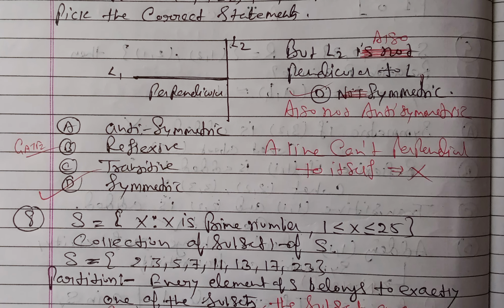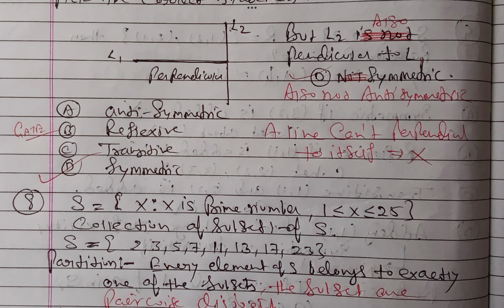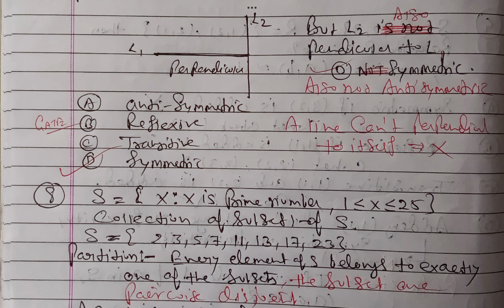And also we have written that a line cannot be perpendicular to itself. This question was asked multiple times, also in GATE. This is not reflexive. Why? Because no line is perpendicular to itself.